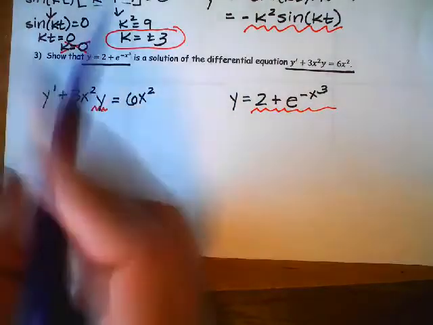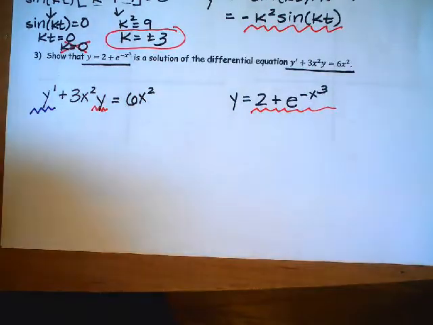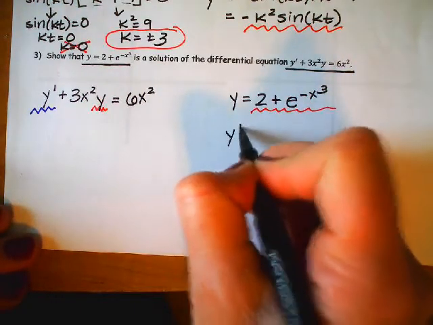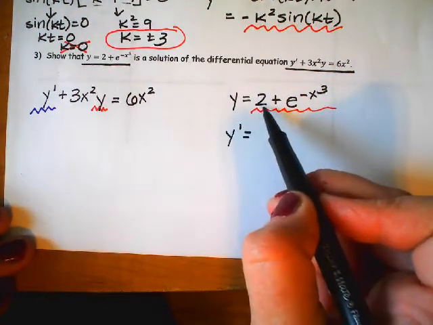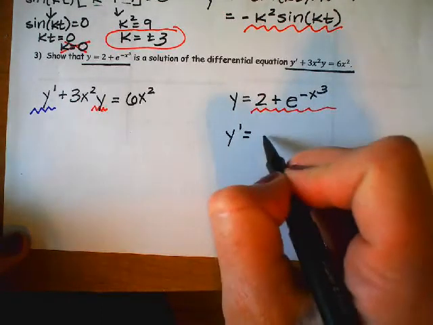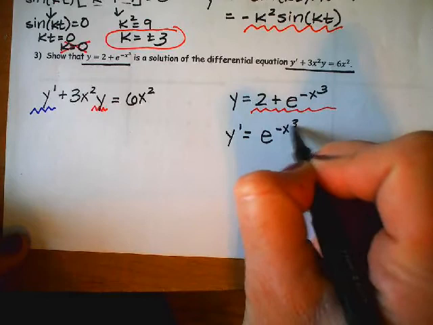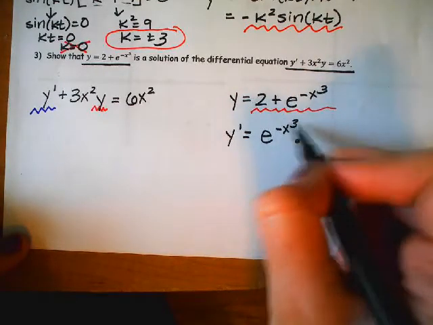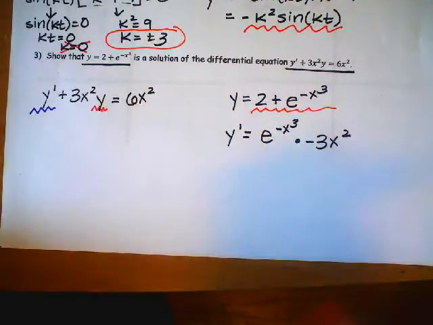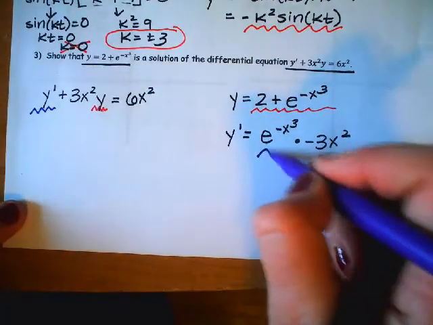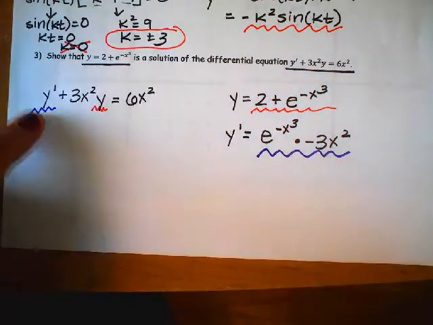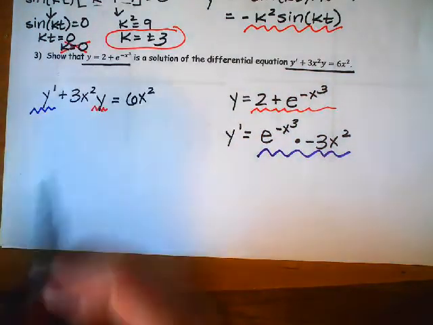I also happen to have y prime over here, which means just like before, I need to solve for y prime. I need my derivative. Well, the derivative of 2 is 0, so that's gone. The derivative of e to the negative x cubed is e to the negative x cubed times, chain rule, negative 3x squared. And I'm just going to take this entire function here and substitute it in for y prime. So let's rewrite.